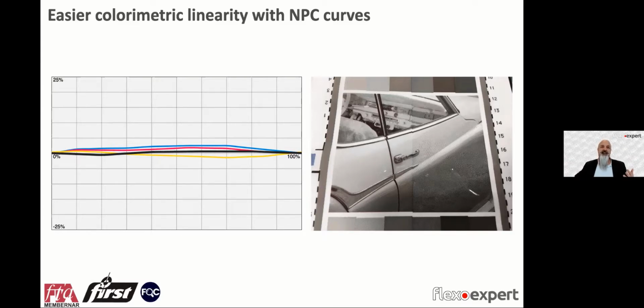Of course, you can see here the image on the right shows a typical split image, only black and colors from a fingerprint that was only compensated with NPC curves. Of course, NPC curves are not meant as a replacement of gray balance calibration, absolutely, but they will be a fantastic help to get closer to the target.